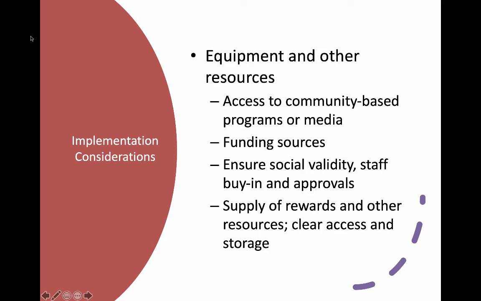Don't forget to think about equipment and other resources such as access to community-based programs or media. For example, if you need a particular game or video game, make sure it's available and don't go ahead until you know you've got something that fills that need. Same with courses run at the local college or community center. Make sure the funding source is actually there. The funding source might be something as simple as a budgetary line that allows you to go out and spend $500 a year on rewards.